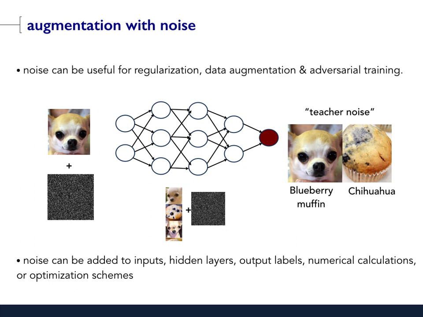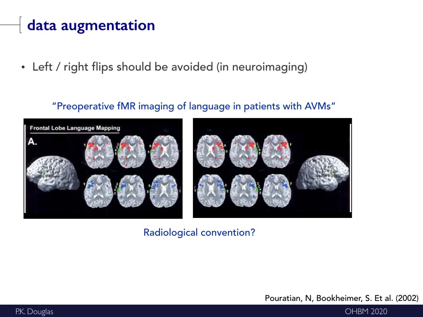Another augmentation that can be made is adding noise. Adding noise can also be beneficial for data augmentation and regularization. Even small amounts of noise can actually boost performance. However, in the neuroimaging world, we should probably avoid right-left flips because it can, of course, create confusion with radiological convention.